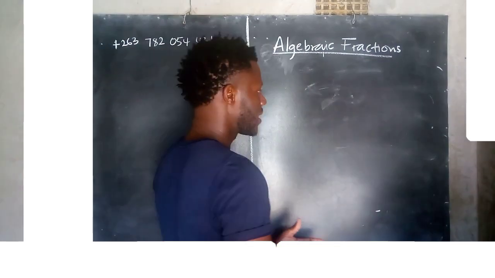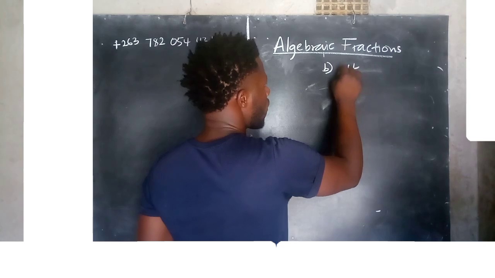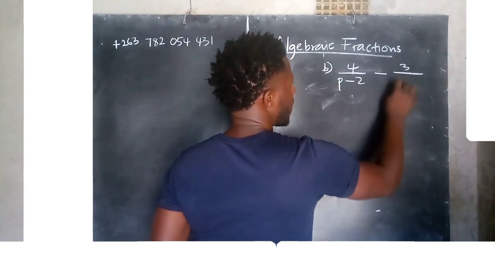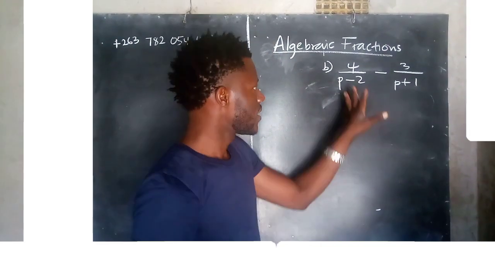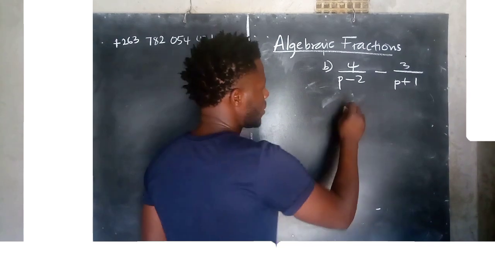So addition and subtraction is very simple. Let's say we have 4 over p minus 2, minus 3 over p plus 1. We want to subtract this algebraic fraction. So the first thing, you find the common denominator.